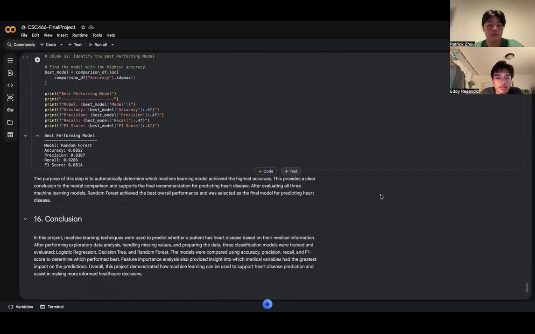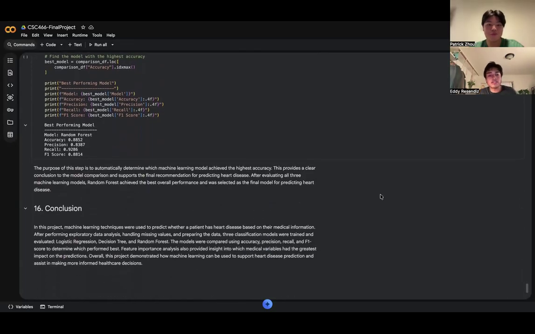And for our next, it pretty much restates what I just said, but we have a conclusion. In this project, machine learning techniques were used to predict whether a patient has heart disease based on their medical information. After performing exploratory data analysis, handling missing values, and preparing the data, three classification models were trained and evaluated: 1, logistic regression, 2, decision tree, and 3, random forest.